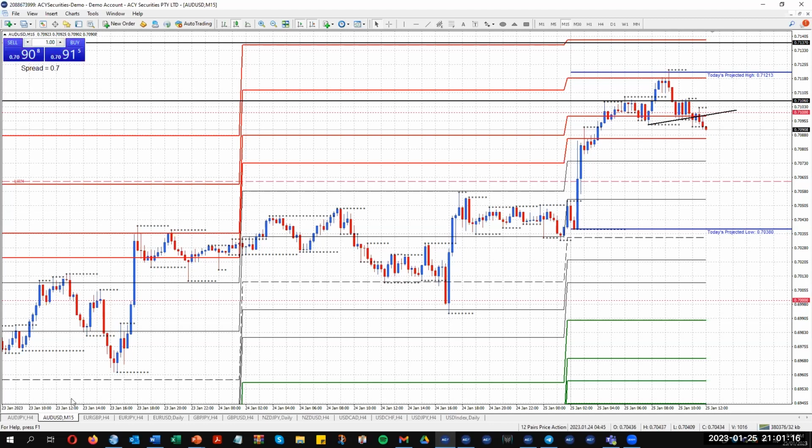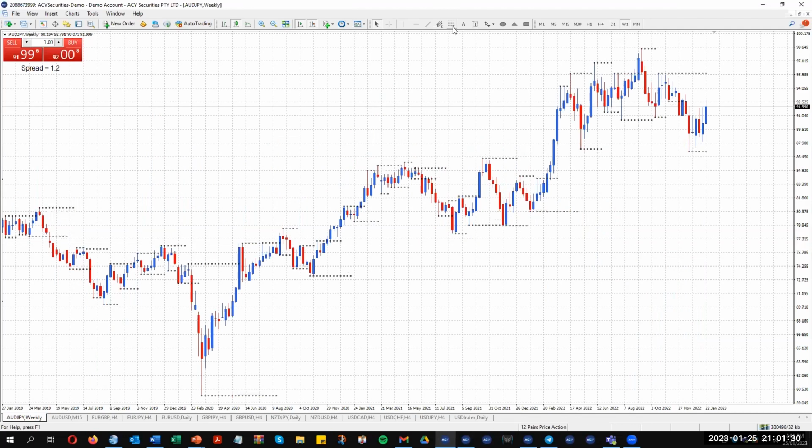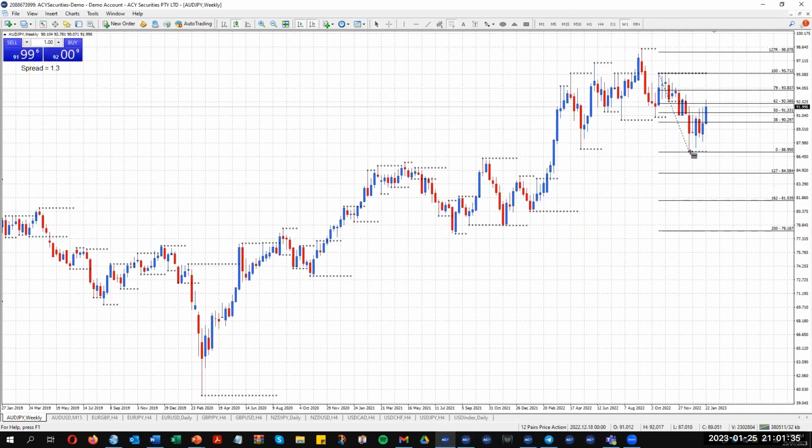And while we're talking about reversals, I don't know what this Aussie yen will do over the next couple of days, but we're at the 62% level. We traded up to weekly resistance here at 92.59.